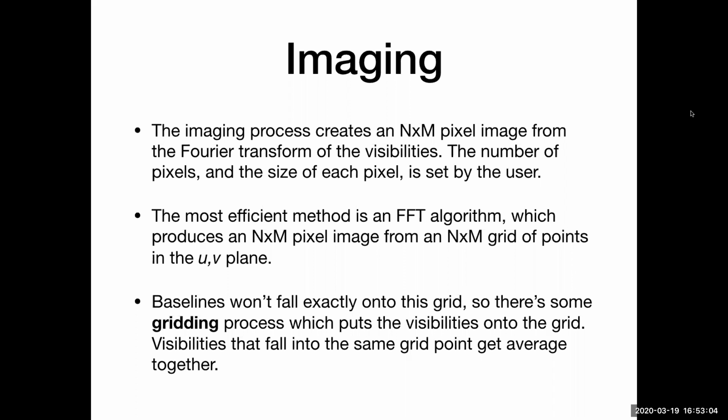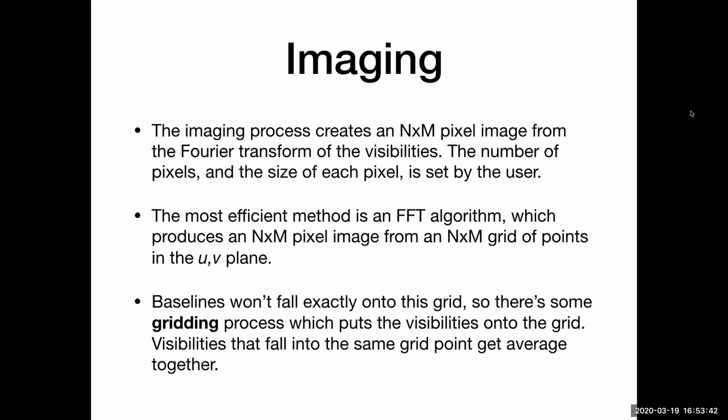Right. So the imaging process, since we are stuck on a discrete system, is ultimately we want to create an n by m pixel image. It could just be n squared, if you want a square image. We want to do this from the Fourier transform of the visibilities that we have. And as Shannon just pointed out, the number of pixels and the size of each pixel, the cell size, is set by the user and is semi-arbitrary, but the next slide has some comments on that.